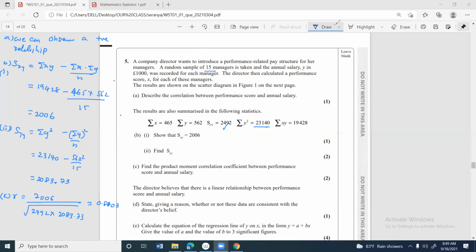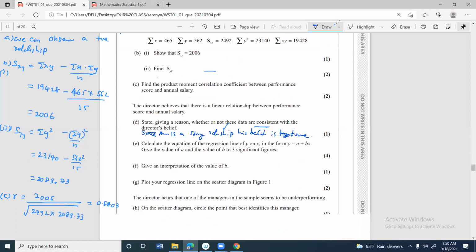Because there's a strong relationship. So you can write, since there is a strong relationship, his belief is true. That's a fact we can write. Since there's a strong relationship, his belief is true. Okay. Now let's go a little bit further.